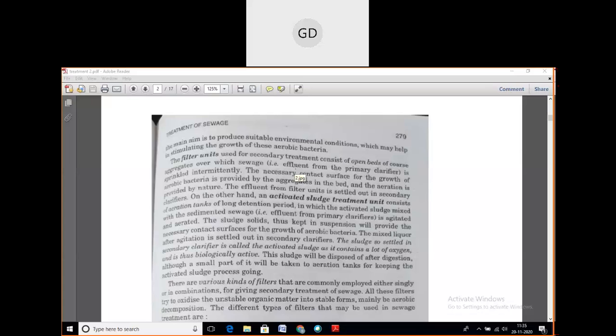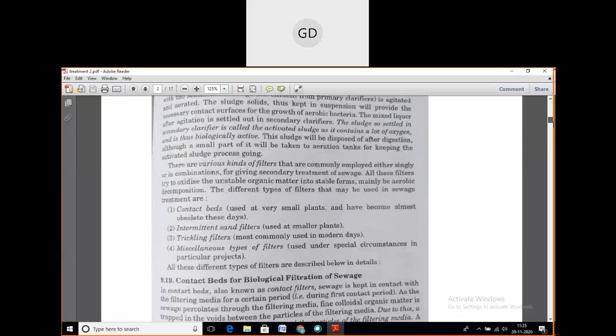So here we will be basically dealing with the trickling filter. The filter part we will be dealing with in today's class. For biological treatment, in attached systems, there are four different types of filters.